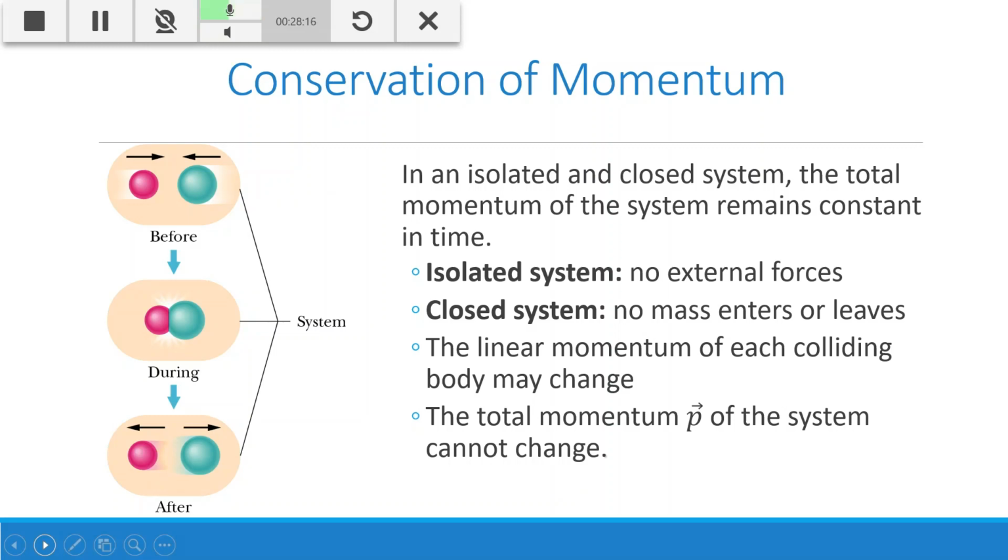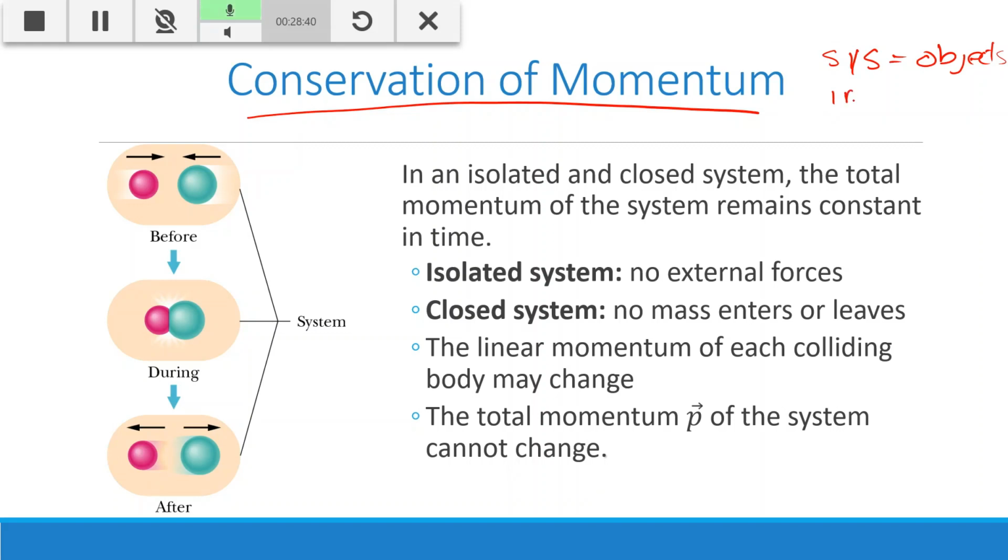First of all, you have to have 2 objects in the system. If you only have 1 object in your system, it's impossible for momentum to be conserved, because any change in momentum, if it's isolated, is not going to have a chance. So whenever you're doing conservation of momentum, you're going to have at least a 2-object system, and you make sure that your system is always the objects involved in the collision. In this case, we're going to define our system to be just those 2 balls.